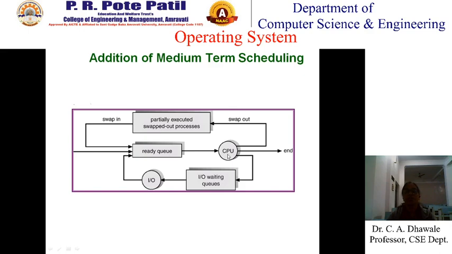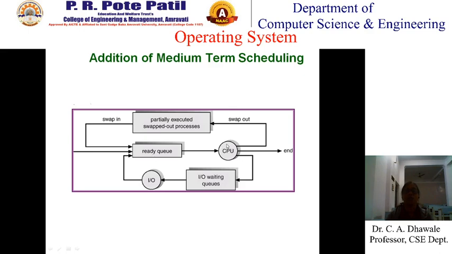After the execution, if the process doesn't want to go for the I/O operation, that will end. But if it has to do the I/O operation, it will go to the I/O waiting queues. Okay, and then it will perform the I/O operation. After performing the I/O operation, it will again enter into the ready queue.